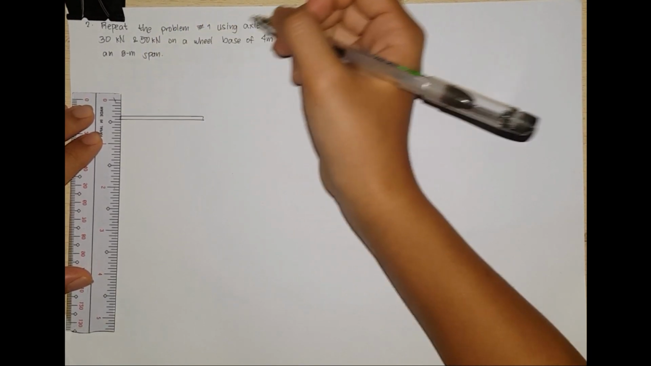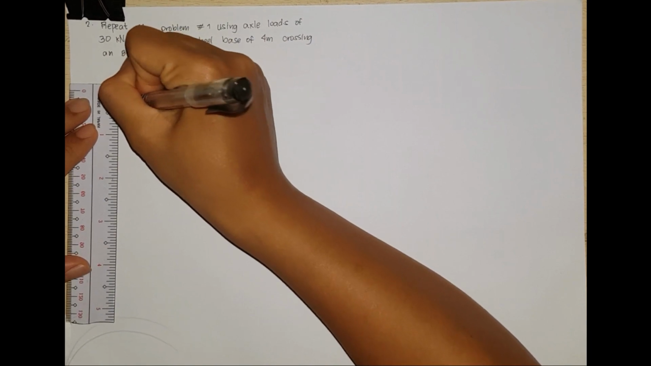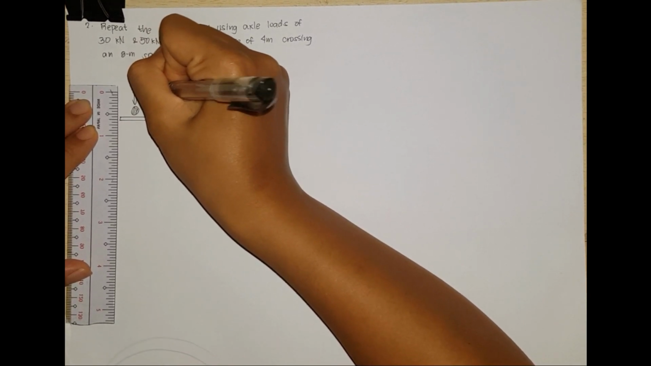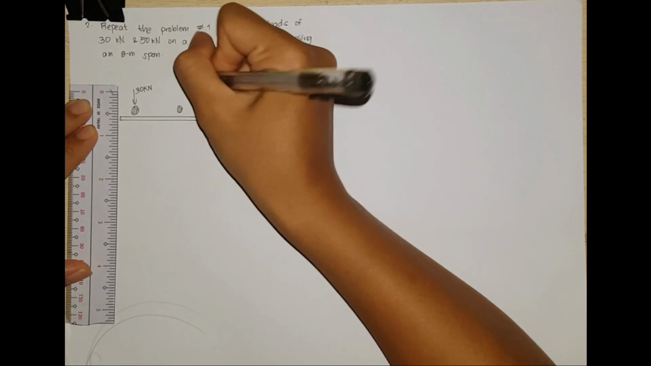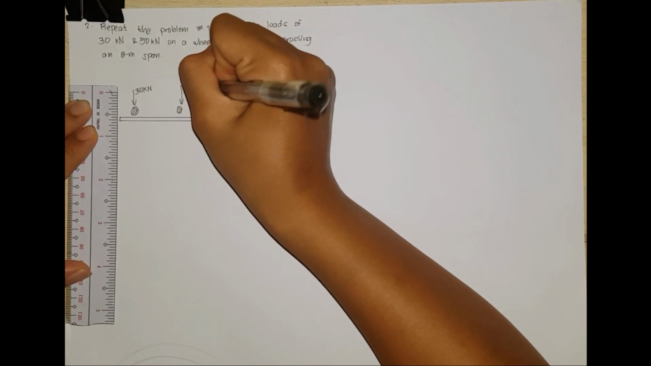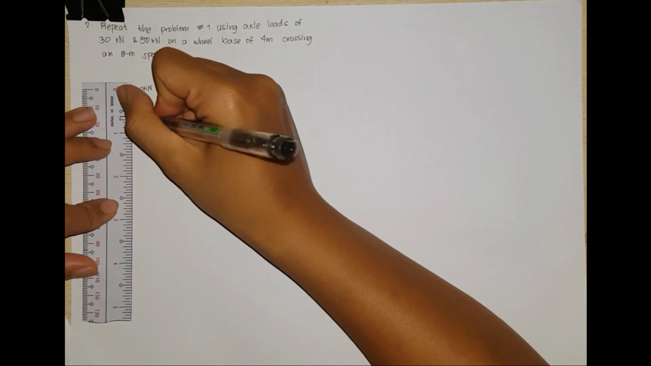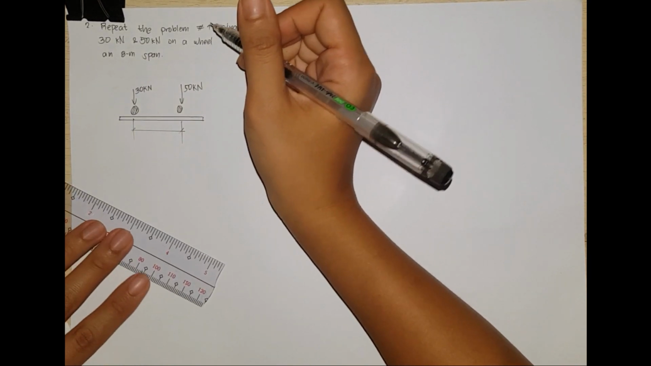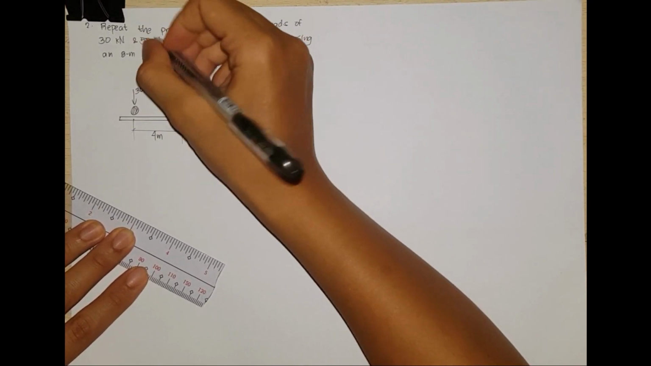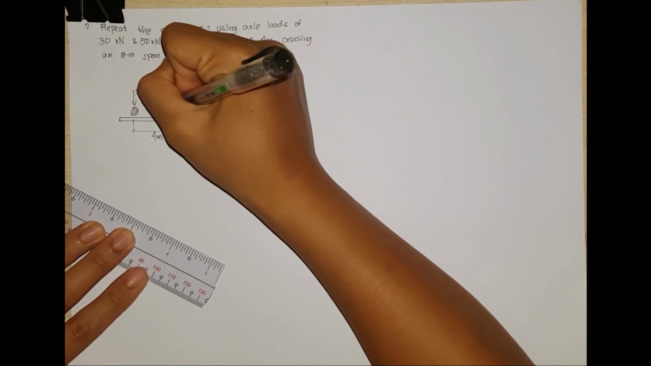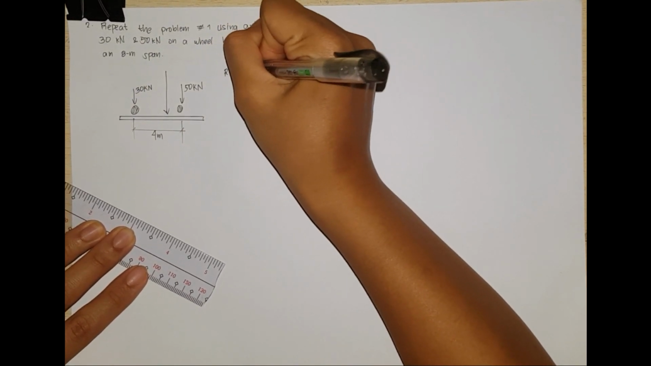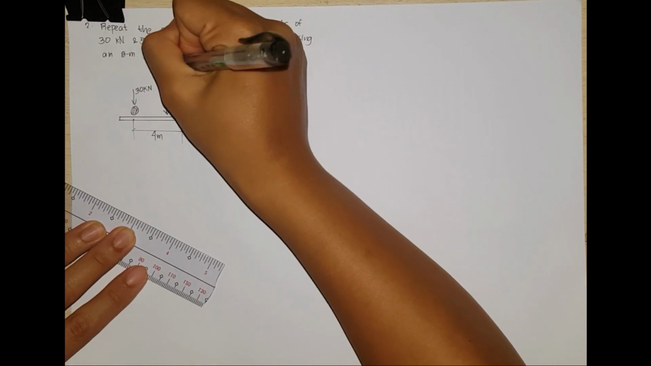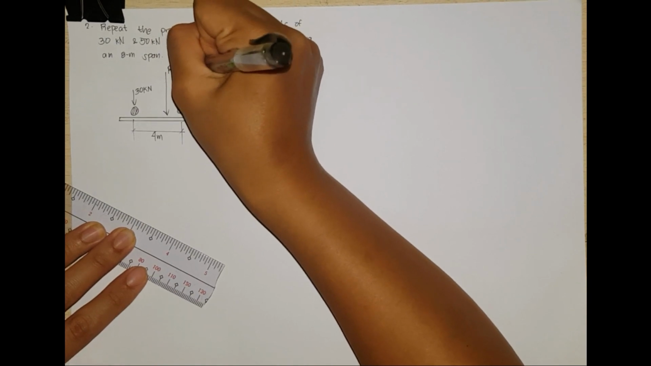So, we have 30 kilonewton and 50 kilonewton load. This is the 30 kilonewton and this is 50 kilonewton. And yung fixed distance nila is 4 meters. So, yung resultant, 30 plus 50. So, the resultant is equal to 30 plus 50, which is equal to 80 kilonewton.